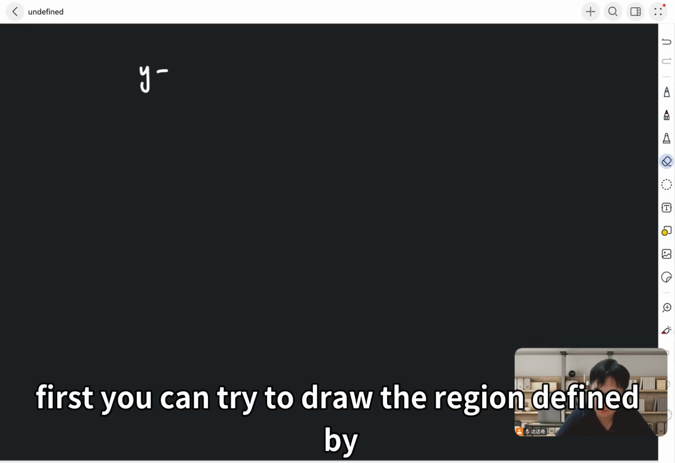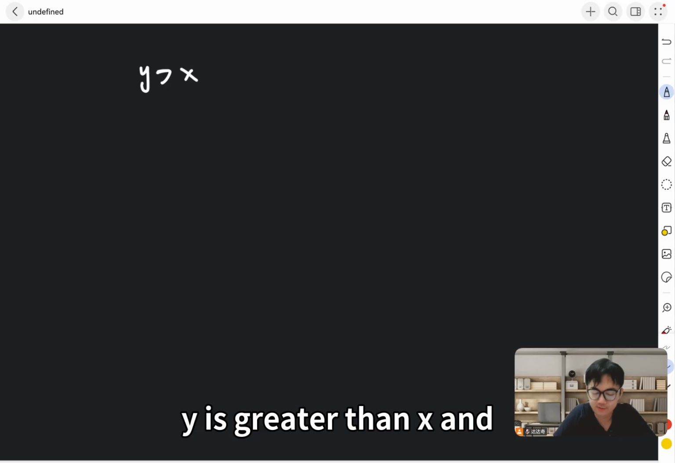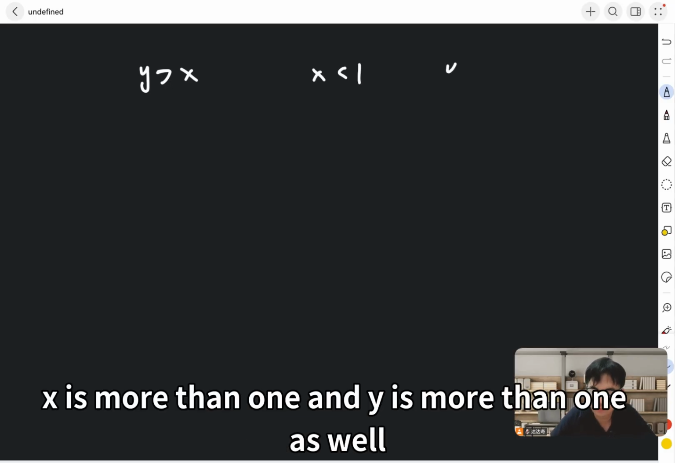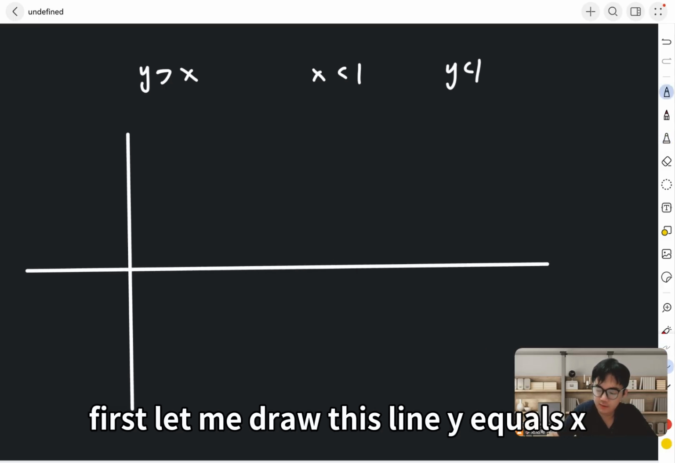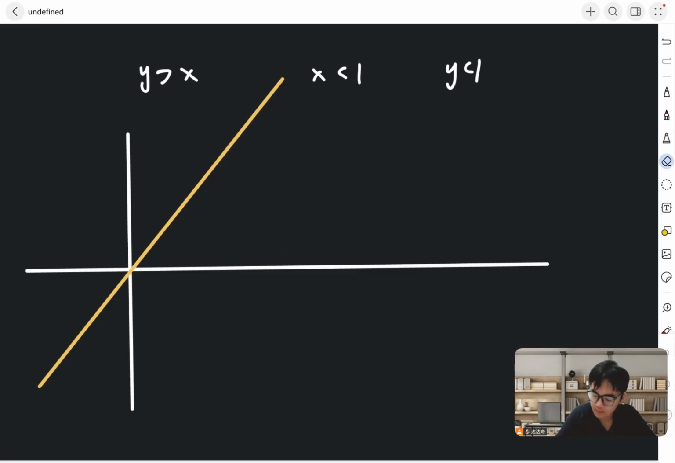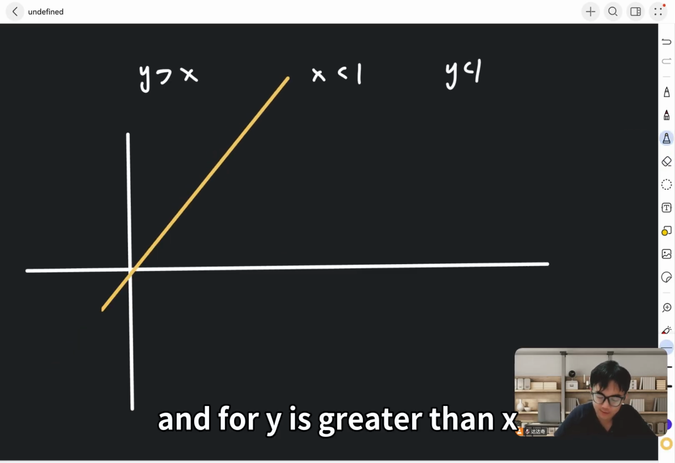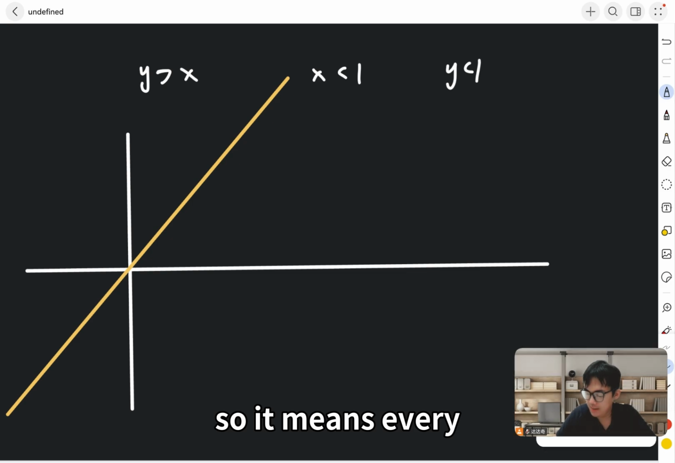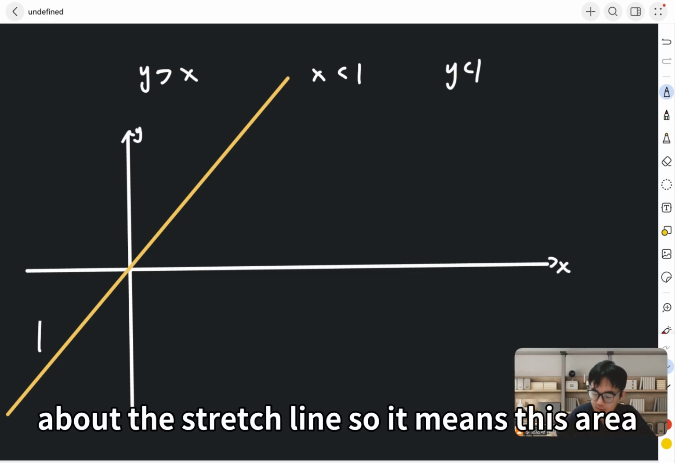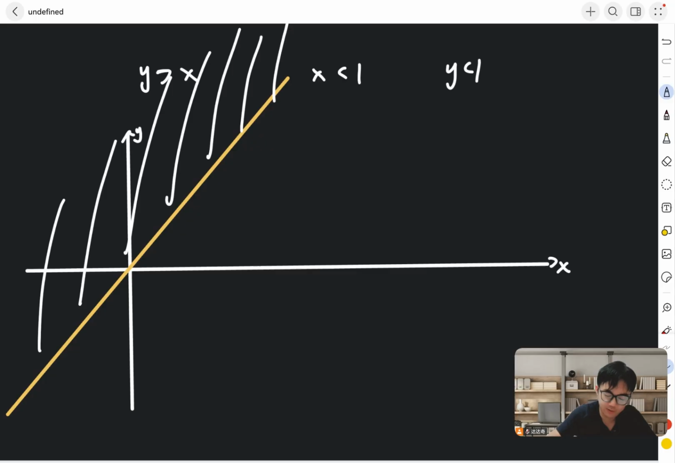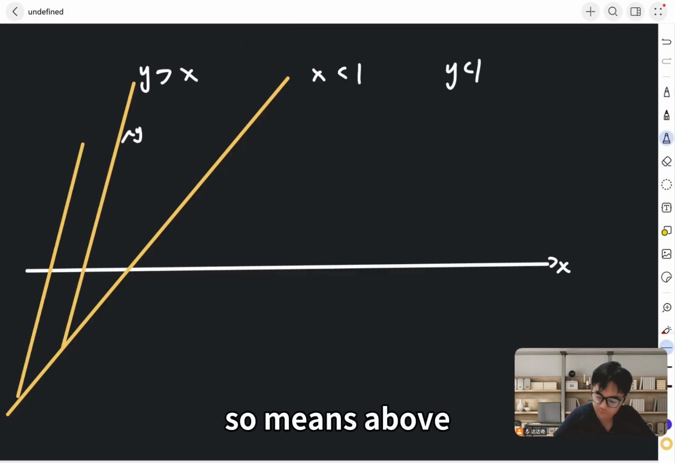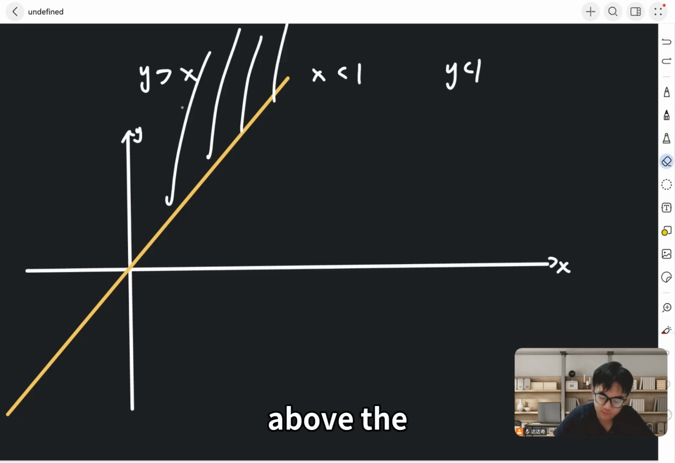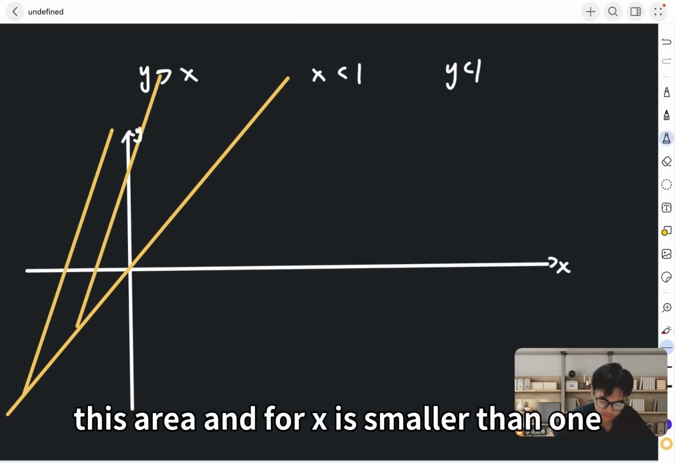First, you can try to draw the region defined by y is greater than x, and x is smaller than 1, and y is smaller than 1 as well. So let me just try to draw them. First, let me draw this line, y equals x. And for y is greater than x, it means every point above the straight line. So it means this area. Let me draw this in yellow lines. So it means above the yellow line, this area.